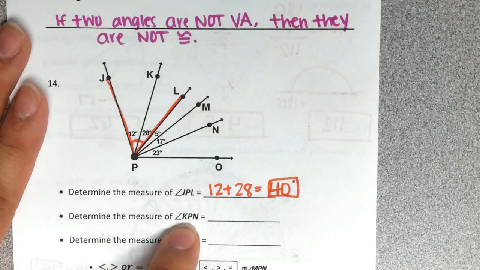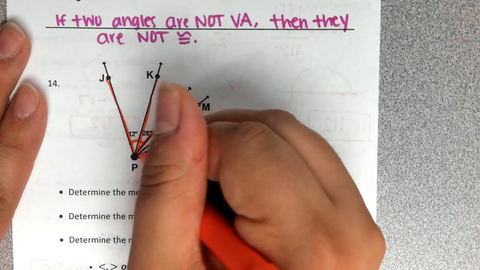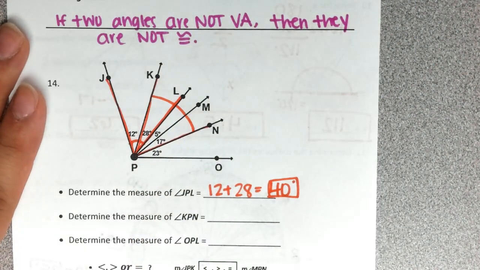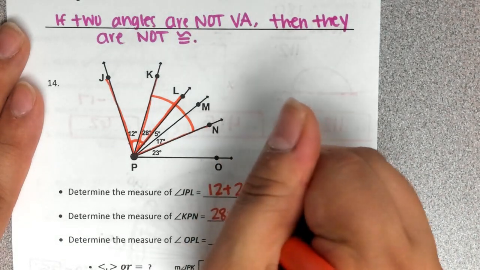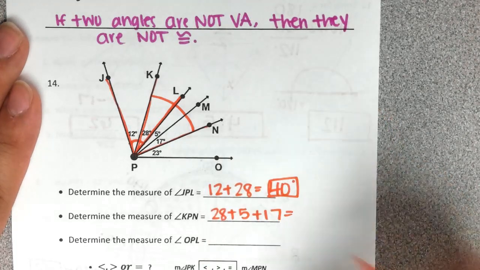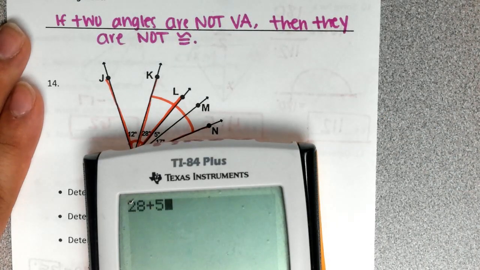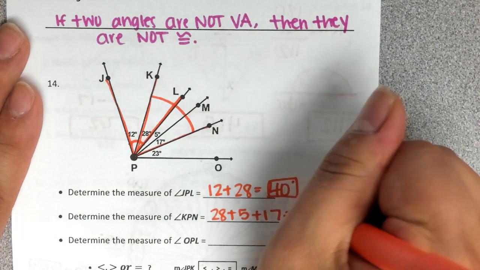Next one wants to know KPN. So start at K, go to P, go to N. That's from here to here. What am I going to do to find that one? 28 plus 5 plus 17. What is 28 plus 5 plus 17? 50 degrees.